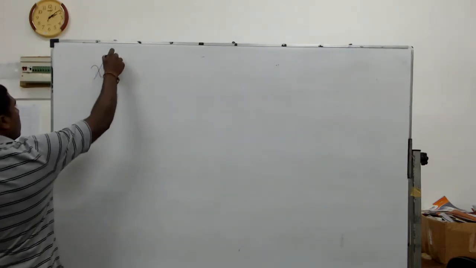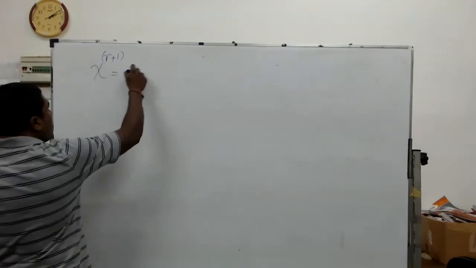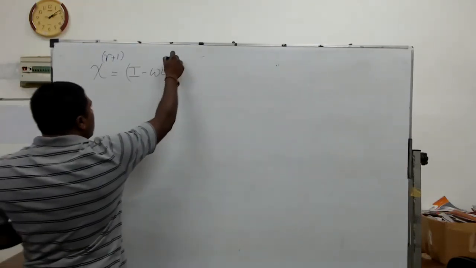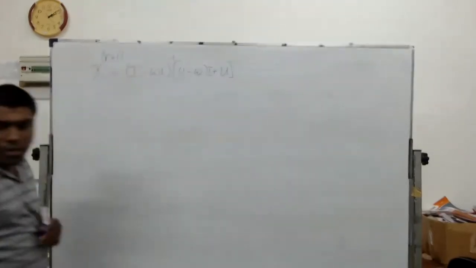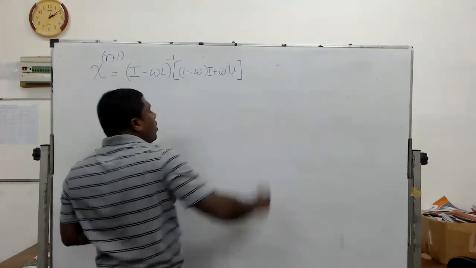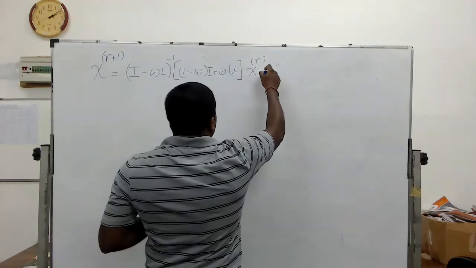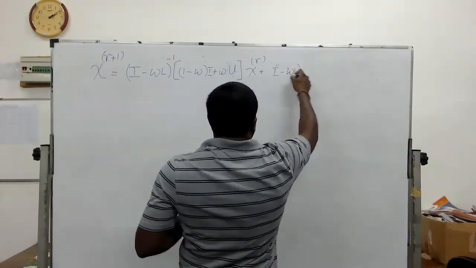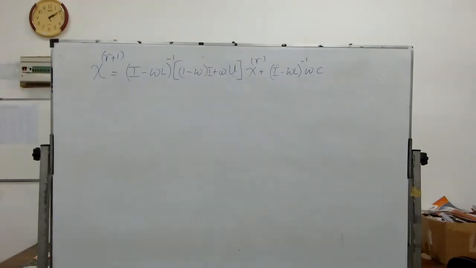So what you have is x^(k+1) equals (I minus omega L) inverse times [(1 minus omega) times I plus omega U] times x^k, plus (I minus omega L) inverse times omega C. So this is what we have as the successive over relaxation iteration method. So maybe I use k there.